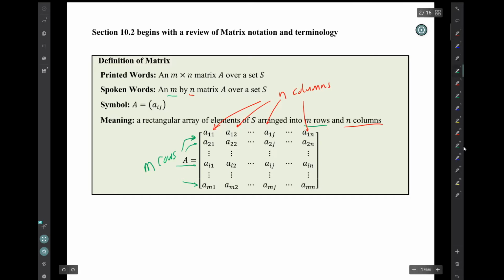Notice that the symbols for the entries of this matrix have 2 indices in the subscript. There's an I and a J. The I is the row index. So that I goes from 1 to M, 1, 2, 3, and so on, all the way down to M. Whereas the second index, the J, is the column index. Notice that the J goes from 1, 2, 3, and so on, all the way up to N.